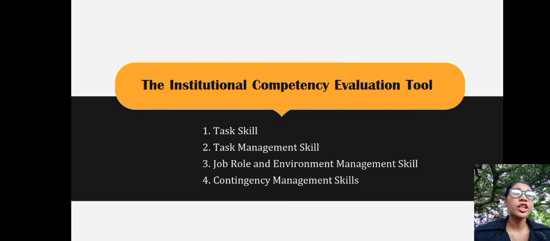Next is job role and environment management skills, or the outcomes. It is being able to deal with the responsibilities and expectations of the work environment. Then lastly, the contingency management skills. It is responding appropriately to irregularities and breakdowns in routine within a job or in the workplace.